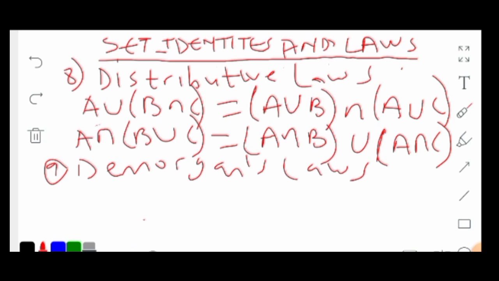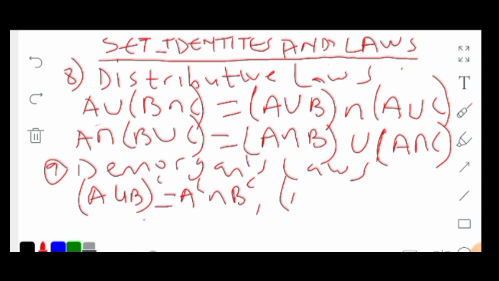Next one is De Morgan's law. De Morgan's law states that (A union B) complement will always give us A complement intersection B complement. Then, another one, (A intersection B) complement equals A complement union B complement. So that will be our answer.